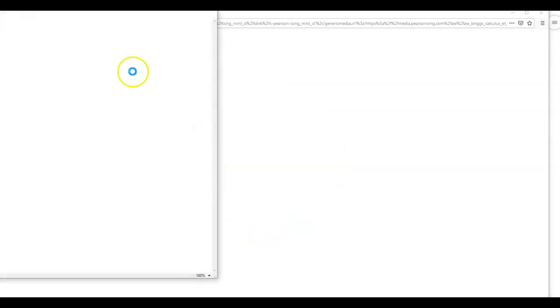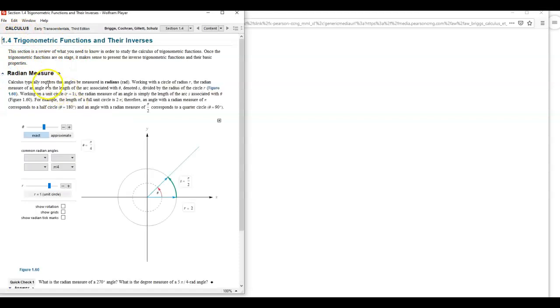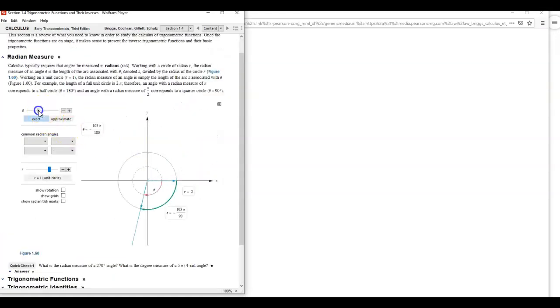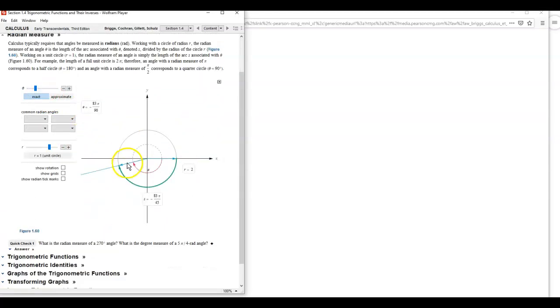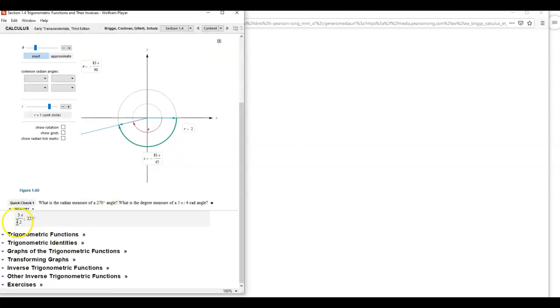And it'll take just a second. You're going to get kind of like a table of contents here. This is all for 1.4, so they go over radian measures. You can click the little caret here, open it up. They have some interactive tools to show you how angles work, positive angles, negative angles, and different other tools in here. It's very good. They also have quick checks where they ask you a question. Try to answer that before you actually look at the answer, but once you finally do, you can click to get the answer here.